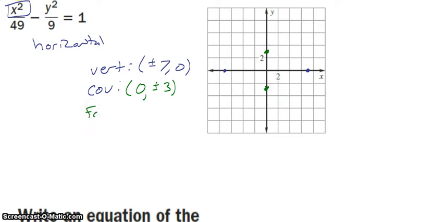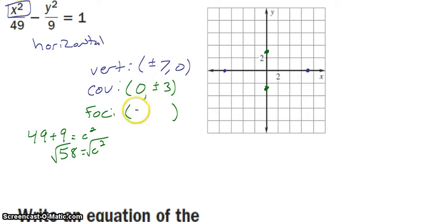Let's get our foci out of the way. So I take my a squared plus my b squared. 49 plus 9 gives me 58. So if I take the square root of 58 to actually just get c, which in this case is going to be an x value following along with our vertices, we have positive, negative root 58, which again, don't have to really graph them, it's not very pretty anyway.